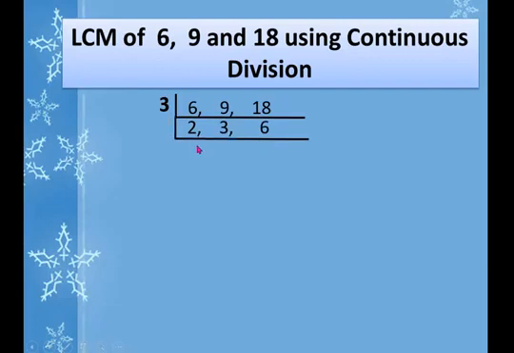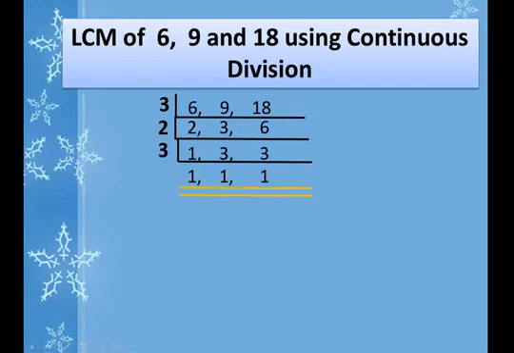Divide them by 2. So 2 divided by 2 is 1, and 3 divided by 2 cannot be, so just write 3. And then 6 divided by 2 is 3. So we can still divide the numbers 3 by 3. So the answers are 1 divided by 3 cannot be, so just write 1. And 3 divided by 3 is 1. 3 divided by 3 is 1. So they are all 1.